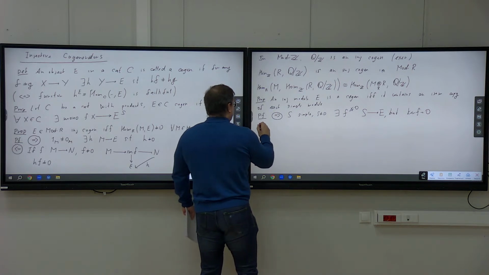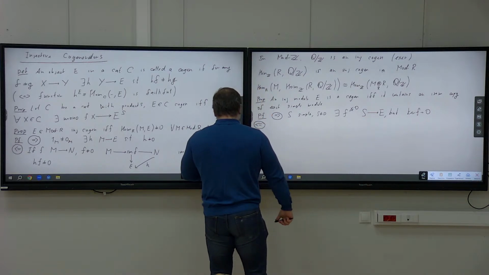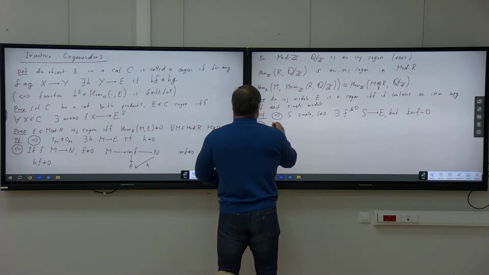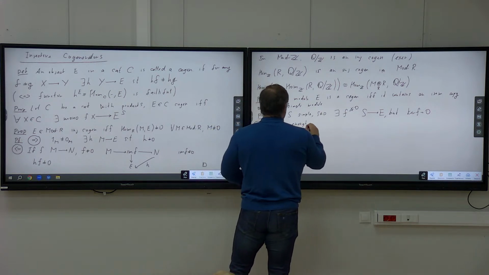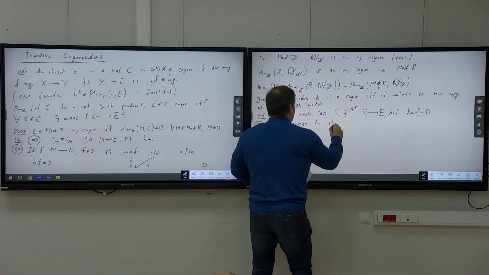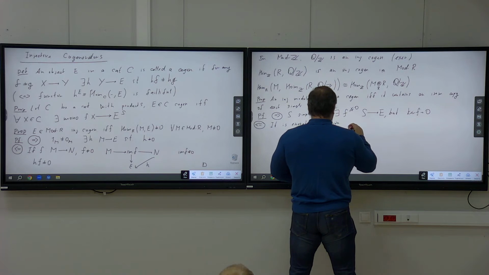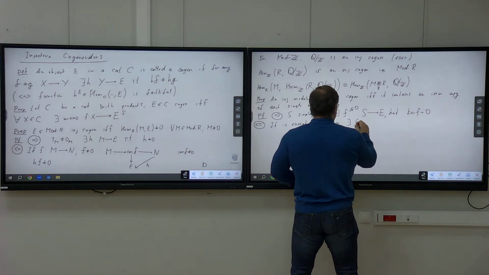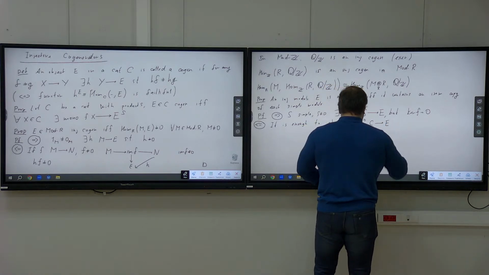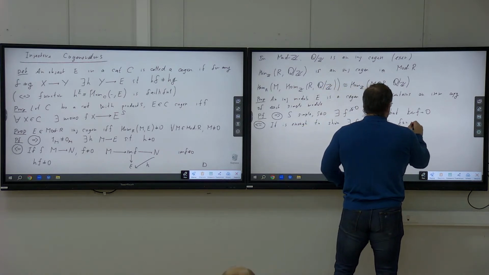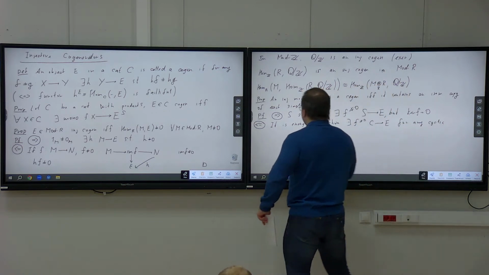Now in the other direction. Well, first of all, I claim it is enough to show this, to show that there is a non-zero f from C to E for any cyclic module C.